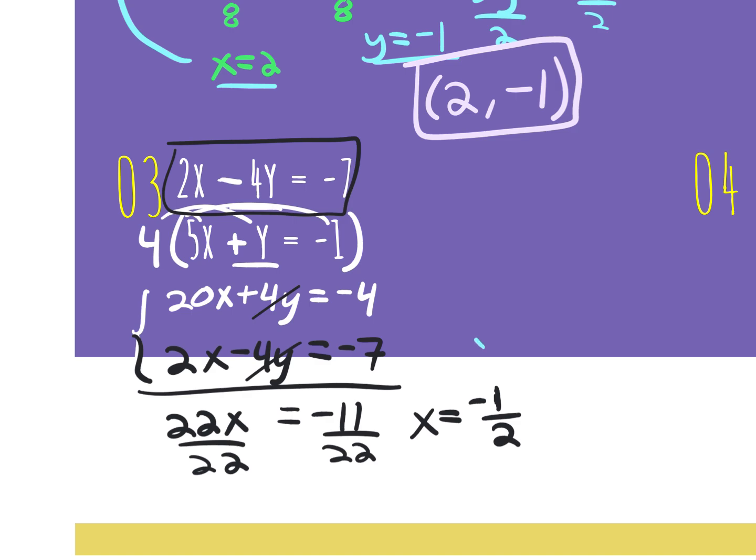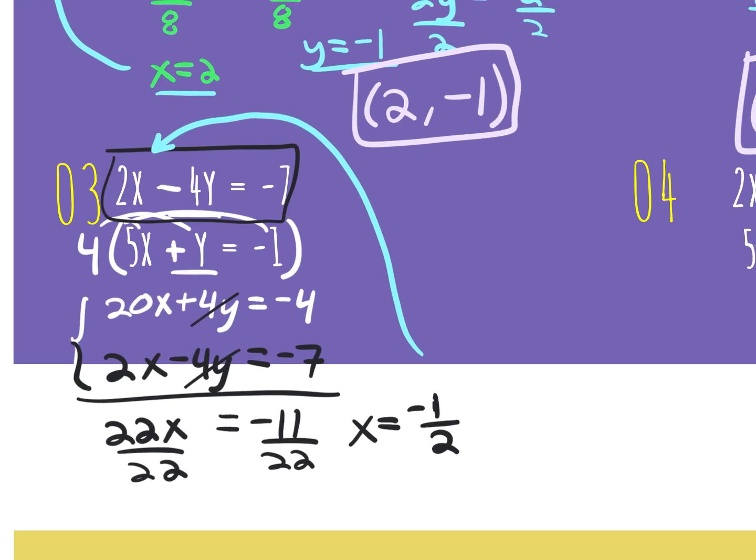So let's take that, x equals negative a half. I'll just plug it into the first one. It doesn't really matter which one you do. Sometimes one is going to be easier than the other, but you'll get the same answer either way. So we get 2 times negative a half minus 4y equals negative 7. What's 2 times negative a half? It's going to be negative 2 over 2, which is negative 1. So we get negative 1 minus 4y equals negative 7.